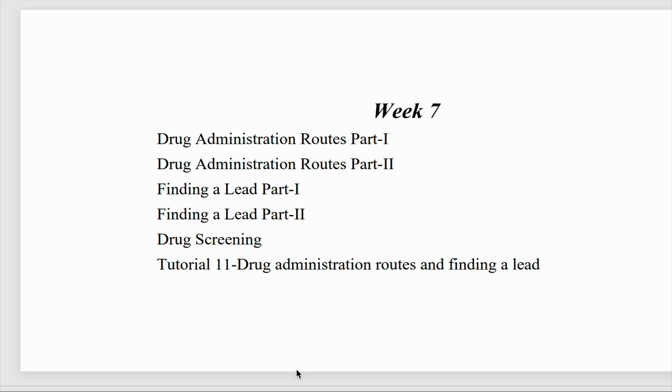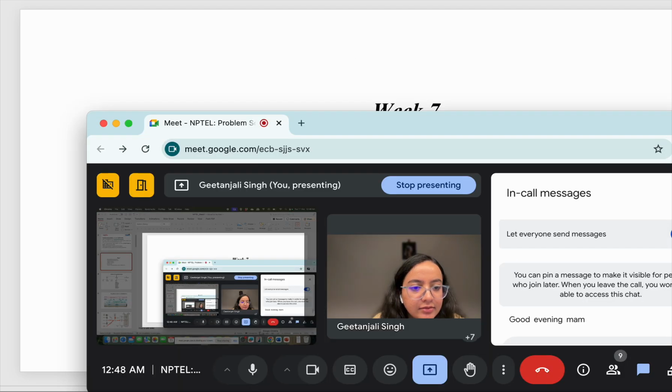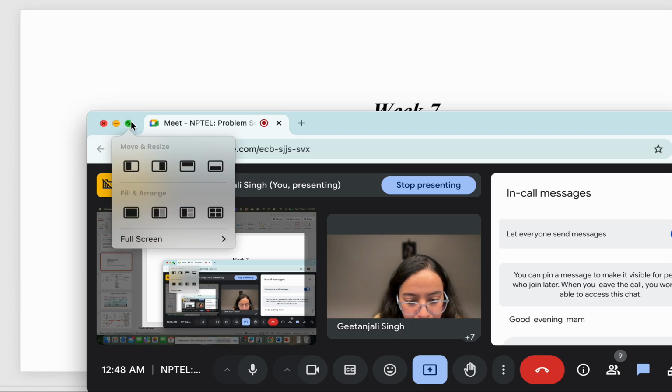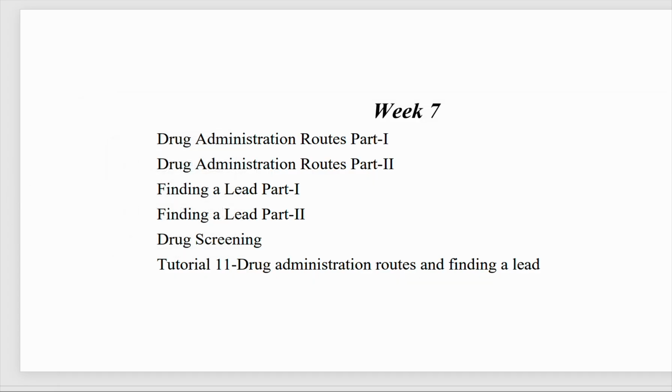Yes. Blood brain barrier. Yeah, okay, sure.